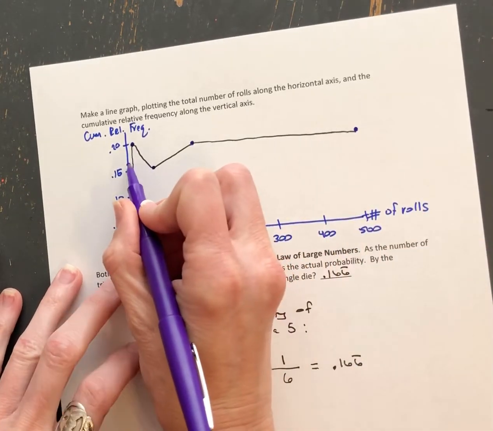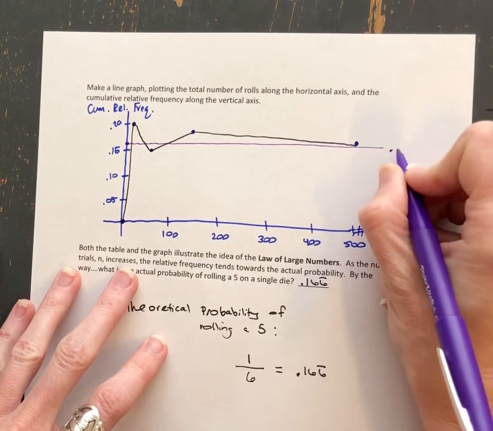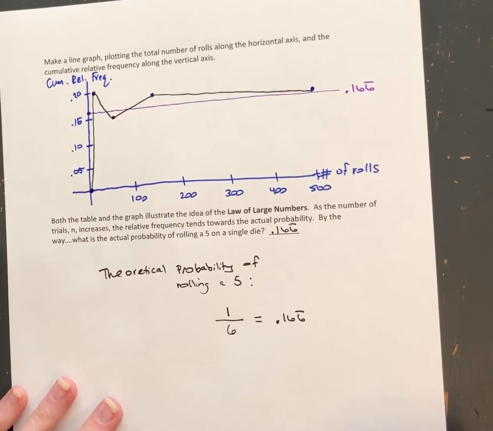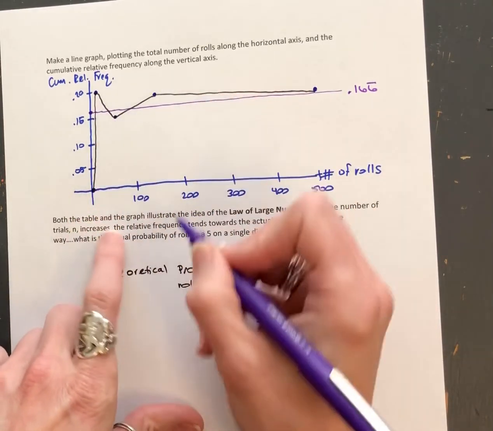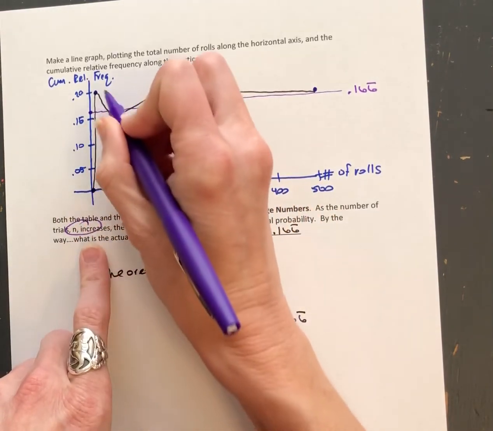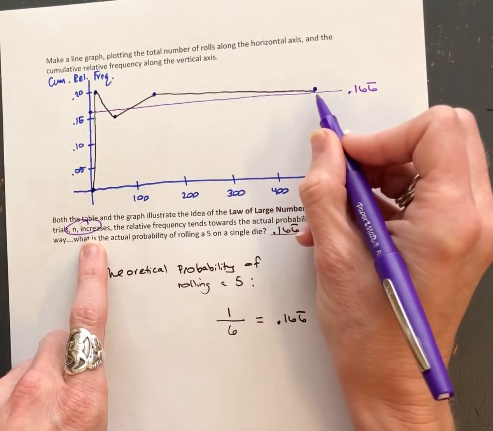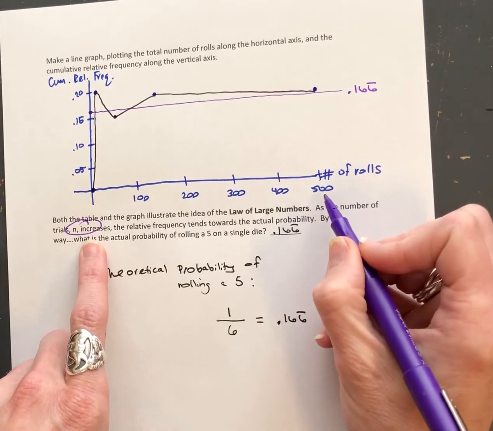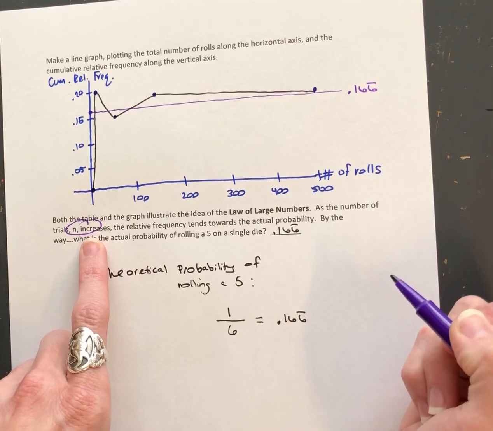I wish I had a ruler, but I don't, so we'll just do this, right? And there's that 0.166 repeating, which is the actual theoretical probability of rolling a 5. And what you can see is as your sample size increases, right, as n increases, your number of trials, that relative frequency starts to get closer and closer to that true theoretical probability. And by the time we were out to 500 rolls, we were actually getting pretty close to the true value there, okay?